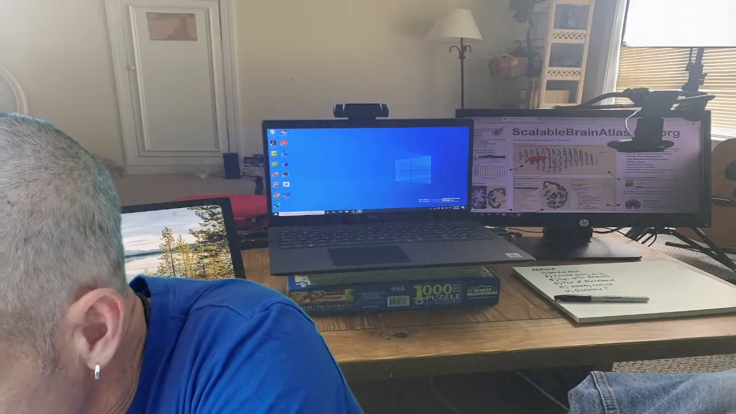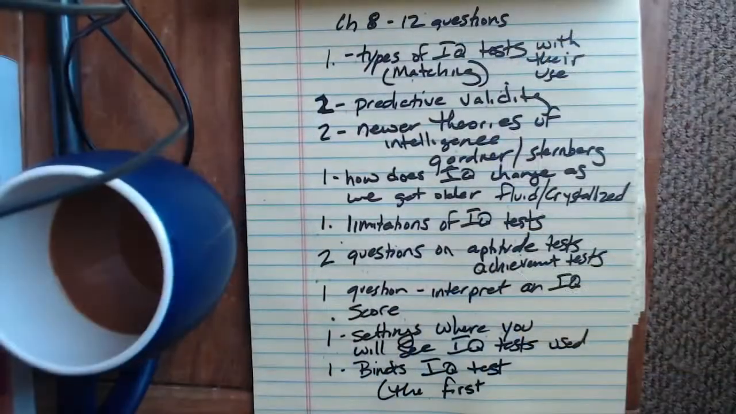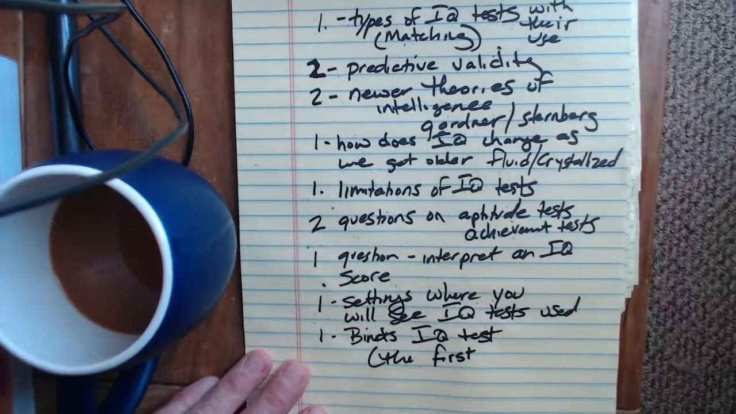The first. Excuse me. I know, I'm sorry. I'm glad you wrote that down. Excuse me. Did I hit the right chart? I'm typing down notes. Binet's IQ test.